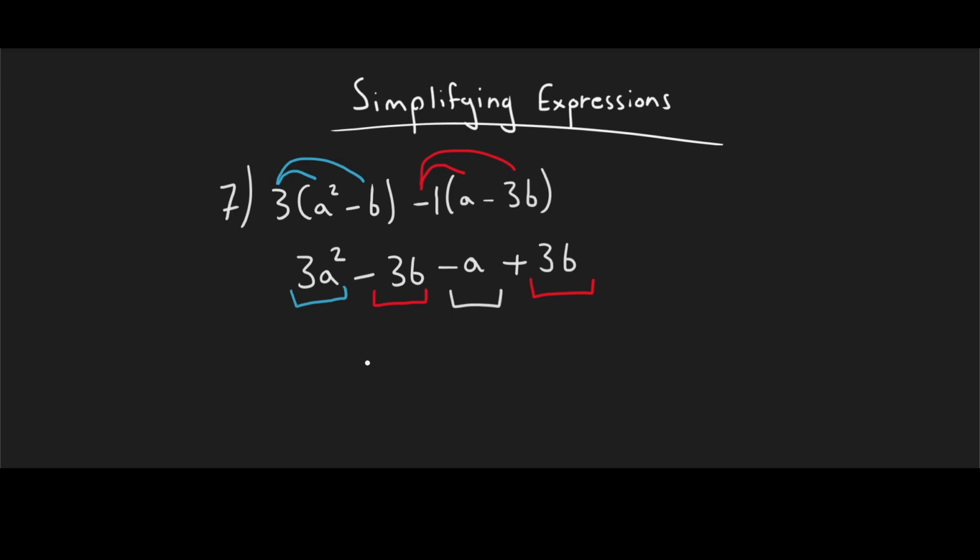So combining the terms, we have the 3a squared stays as it is. Negative 3b plus 3b will give me 0. So it's like saying negative 3 plus 3. And we have negative a comes down as well.